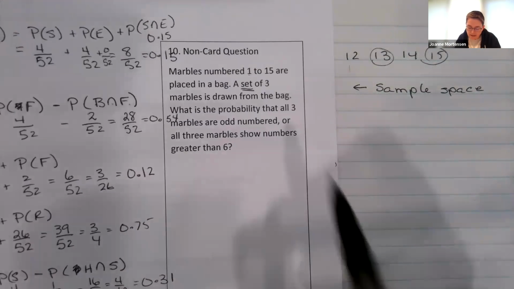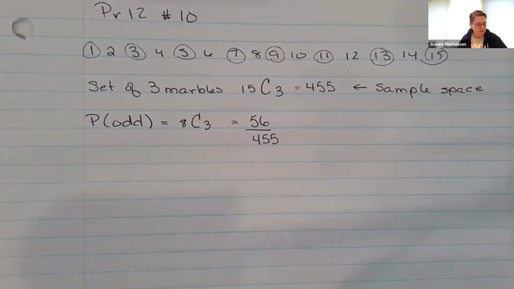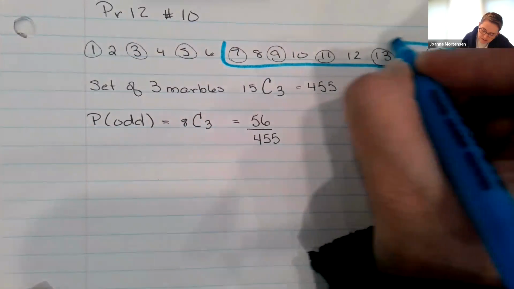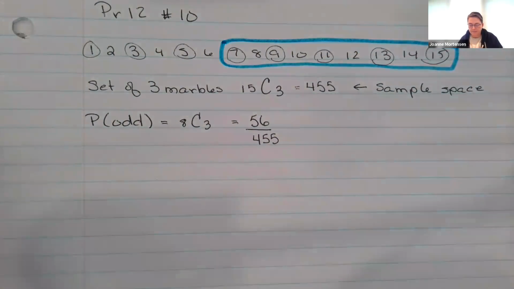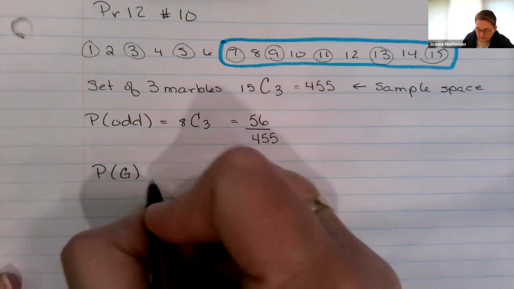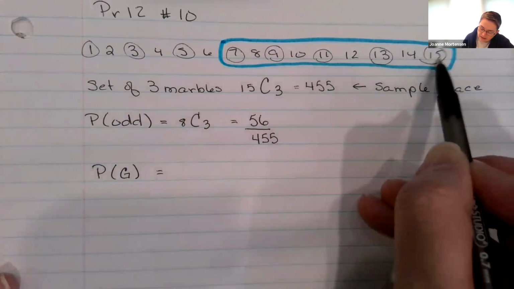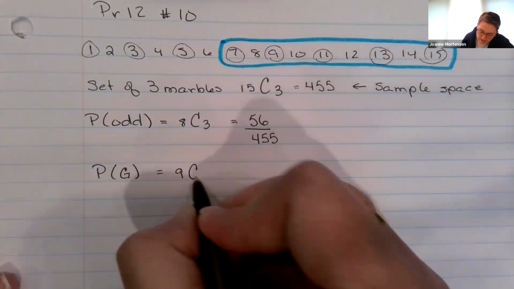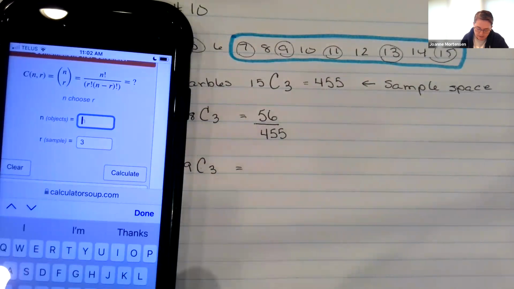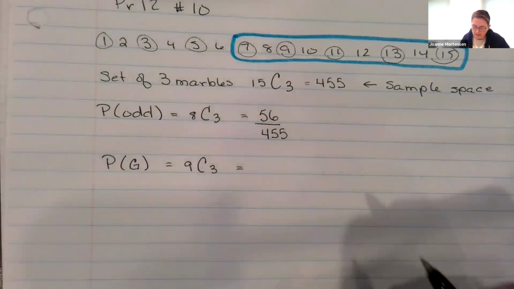And now if I go back to our question, that all the numbers are odd, or all 3 marbles show greater than 6. So greater than 6 is going to be those. Put G for greater than 6 is equal to, there are 1, 2, 3, 4, 5, 6, 7, 8, 9. Choose 3. So back to my handy dandy doodad here. 9 choose 3, calculate.